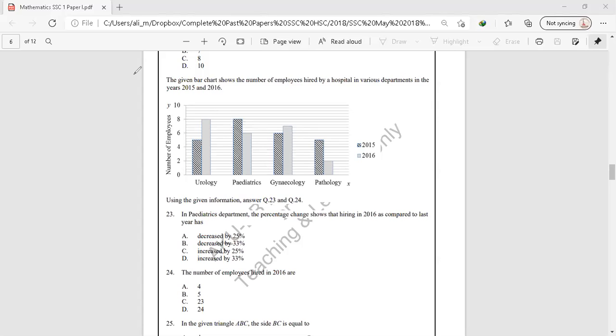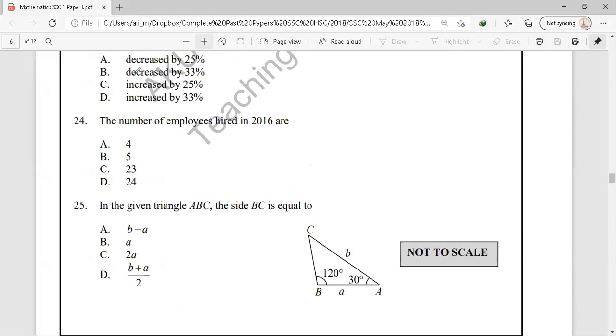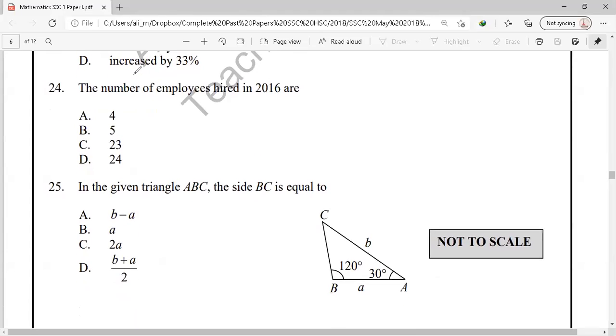Let's see the next question, that is question number 25. In 25, in the given triangle ABC, we have to find the side BC that is equal to what? So this is angle 30, this is 120. It is all equal to 120 plus 30, that is equal to 150. It means this angle would be equal to 30 degrees.